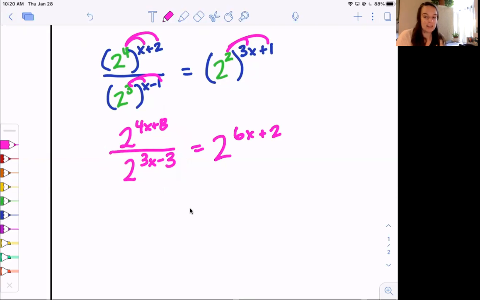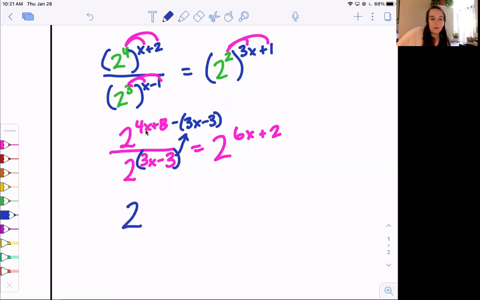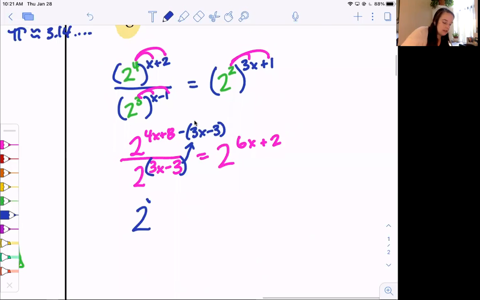Oh, I see Yali has it in the chat. We're subtracting because of the division. Yeah, we're going to subtract this exponent, right? We're going to take this and subtract 3x minus 3. So I have 4x minus 3x would be just x. And I have 8 minus negative 3, so 8 plus 3 would be 11.